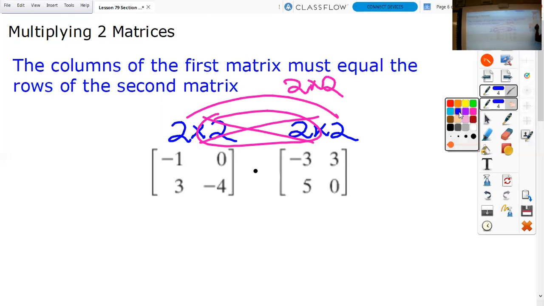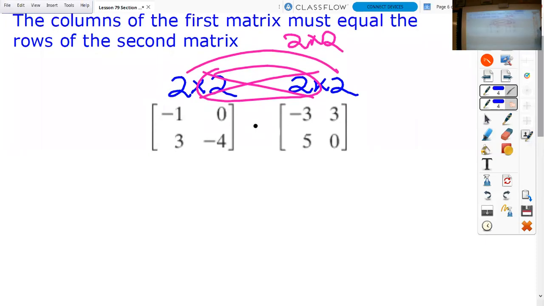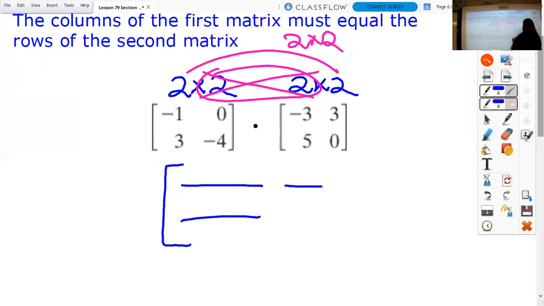So nice, easy check there is that the middles have to cancel. As long as they do, you're good to go. So now I'm going to have a 2 by 2 matrix as my answer. So I'm going to set up for you the answer matrix. I'm going to have 4 blanks because it's a 2 by 2. And I do that because I want to show you what goes in each spot. How do you decide how to fill in those blanks?